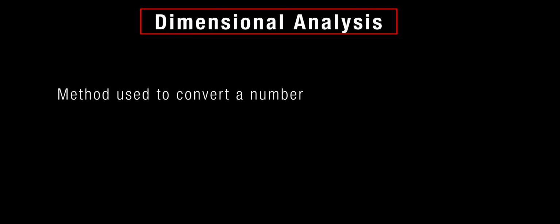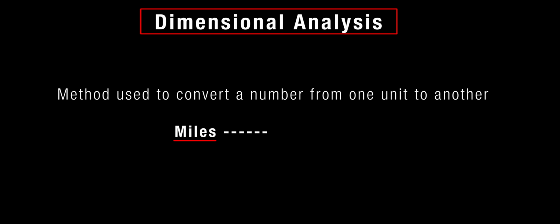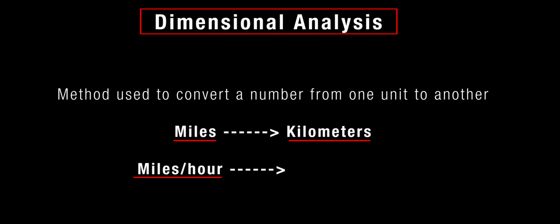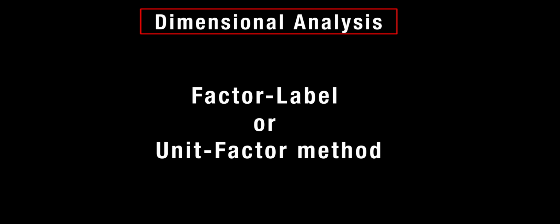Dimensional analysis is a method that allows you to convert a number from one unit to another. For example, miles to kilometers, miles per hour to meters per minute. You will also come across dimensional analysis referred to as the factor label or the unit factor method.